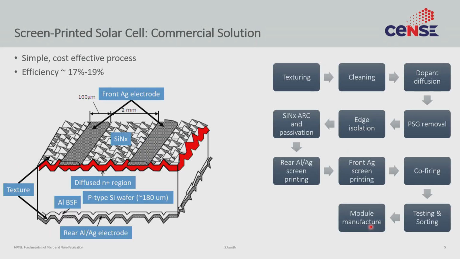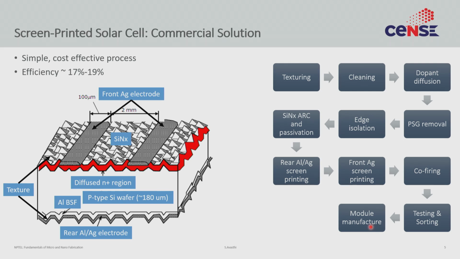So most commercial silicon solar cells have, of course, evolved. There are more complicated versions of silicon solar cells. There are better technologies, but I will discuss only the vanilla, simple, what is called aluminum back surface field screen printed silicon solar cell. So this is what the structure of that cell looks like. It's a simple, cost-effective process.